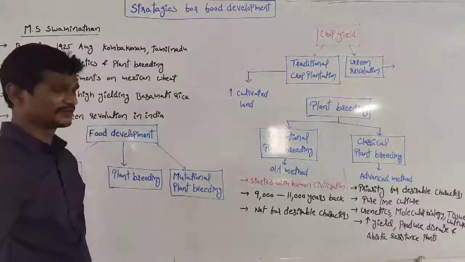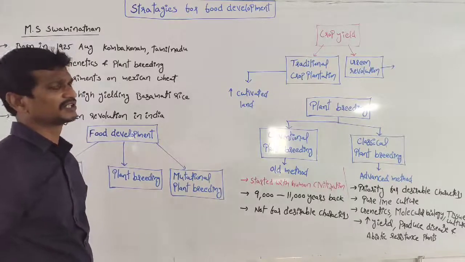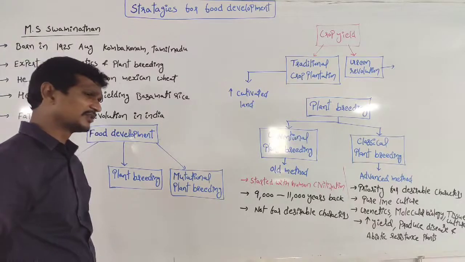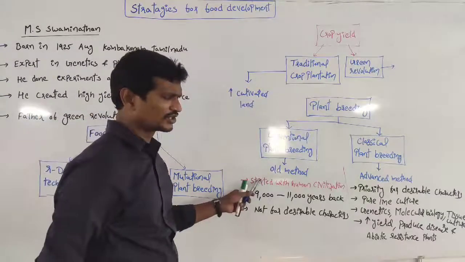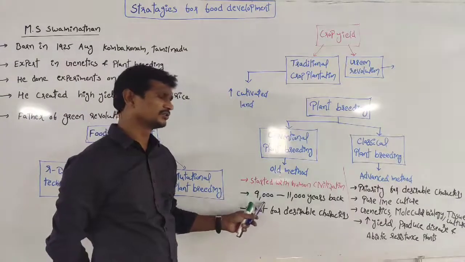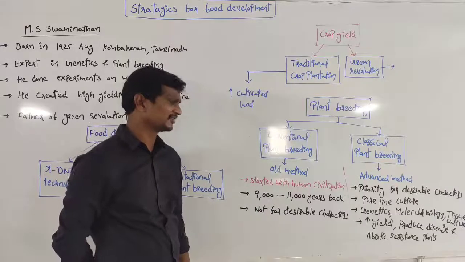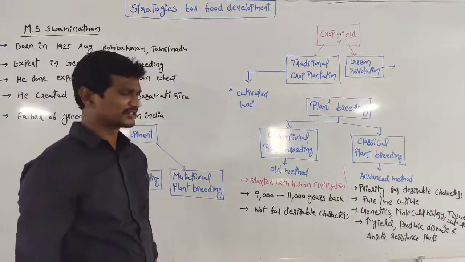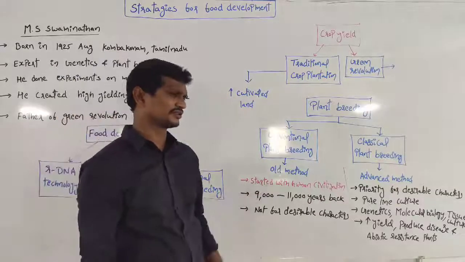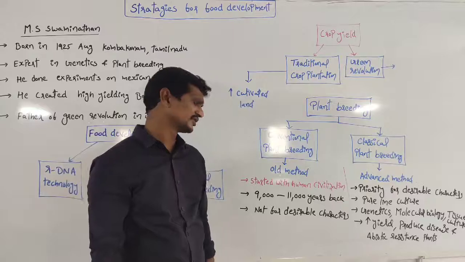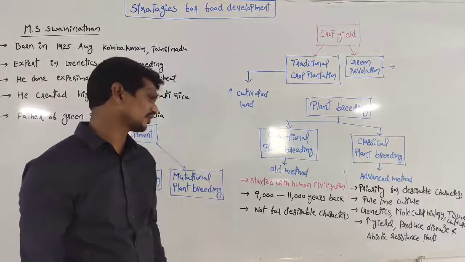And coming to the next one, plant breeding. There is conventional plant breeding and classical plant breeding. Conventional plant breeding started with the human civilization. This is the oldest method. In and around 9,000 to 11,000 years back, plant cultivation started with the human civilization.